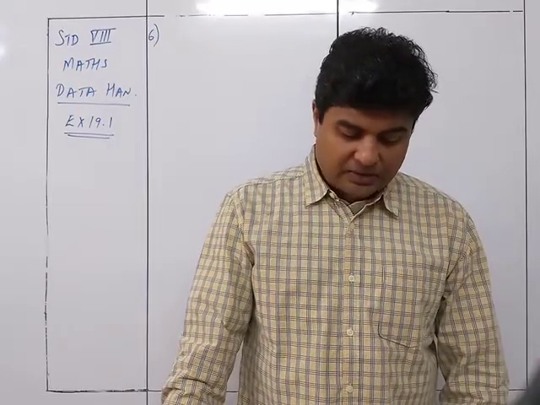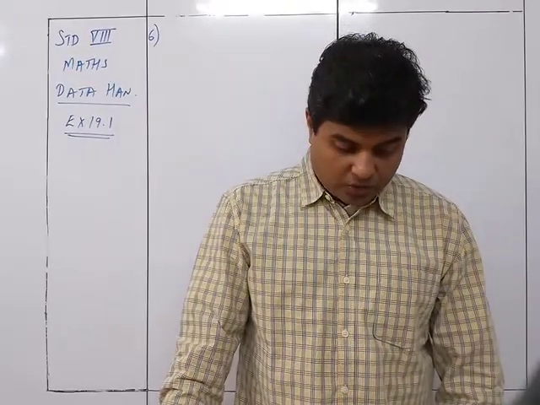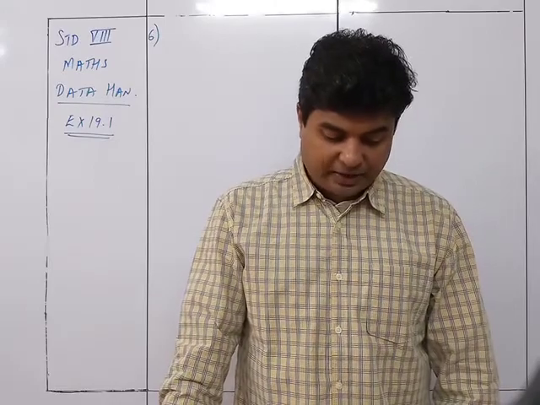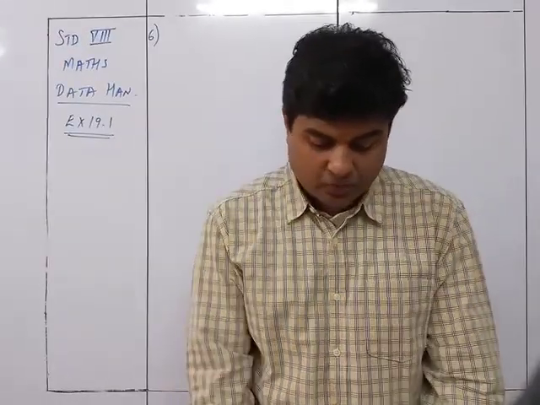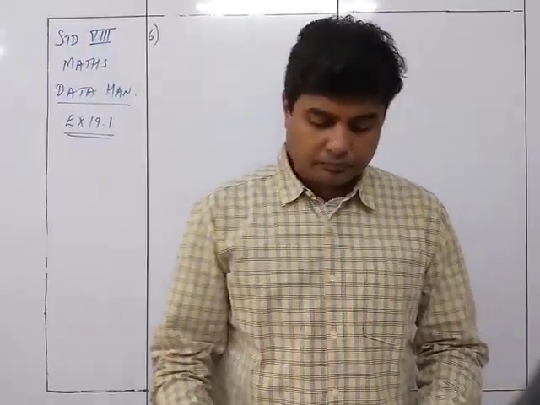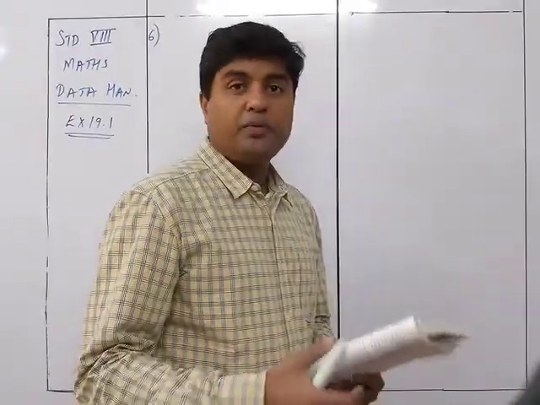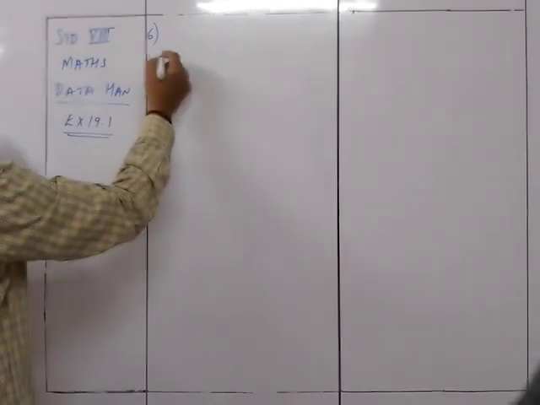Taking the class interval as 0 to 10, 10 to 20 and so on, construct the frequency distribution table and find the number of students obtaining below 20 marks. Okay, so we go one by one. First of all we make the table. So for question number 6, the table would be like this.